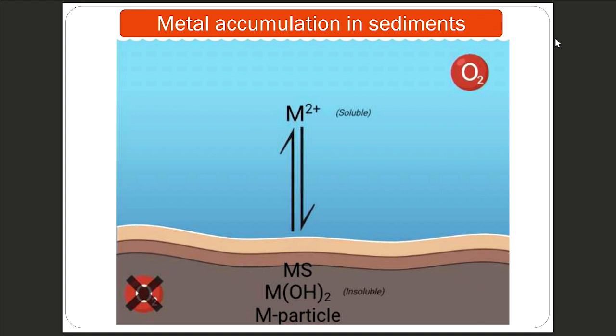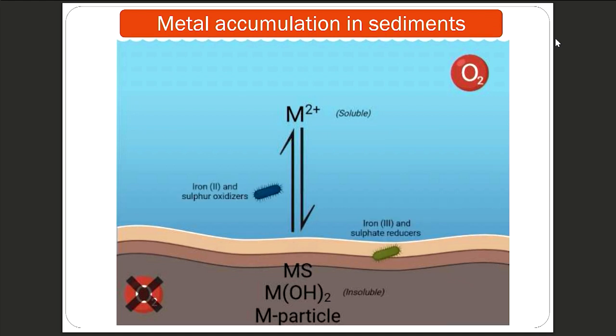In the water column, there is oxygen present, so in this oxidative environment, the metals usually are in their soluble form. This balance that can happen naturally due to the changes of the conditions in the environment can also be catalyzed by bacteria. The iron II and sulfur oxidizers are the ones involved in the solubilization process of the metals.